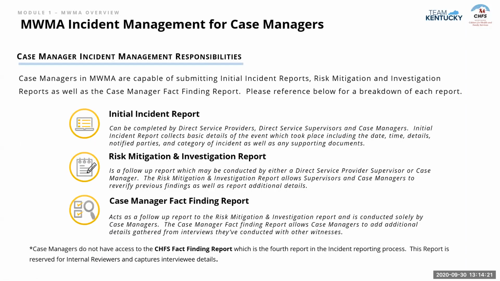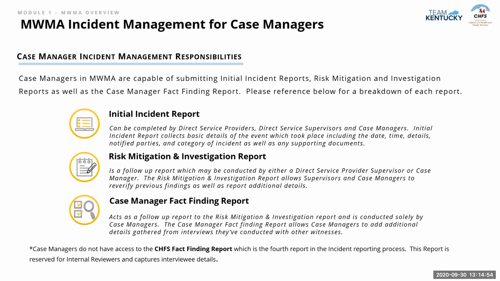we're going to see here that there are 3 reports that are associated with you as a case manager and that you are responsible for. So as you can see here, we have those 3: the initial incident report, risk mitigation investigation report, and case manager fact-finding report. So I'm going to break down each of these at a high level, and like I said, in the later modules, we'll get into more detail about them. But the initial incident report can be completed by direct service providers, direct service provider supervisors, or case managers. So those are the 3 main user groups that are going to be completing these reports.